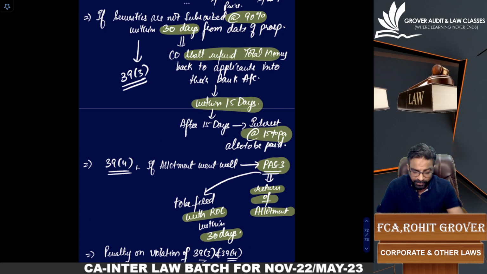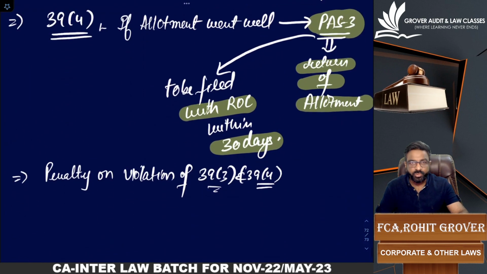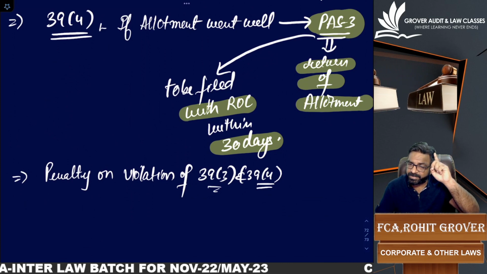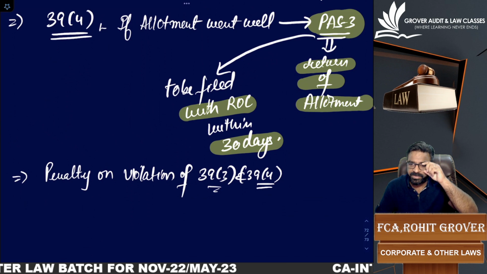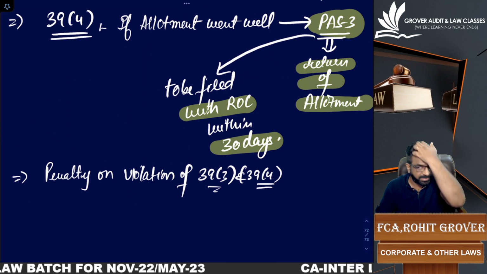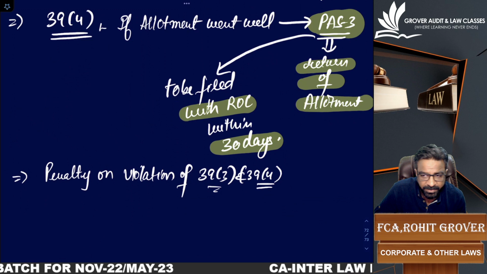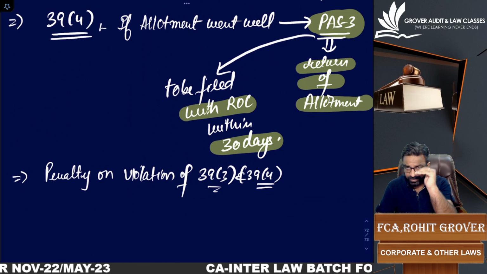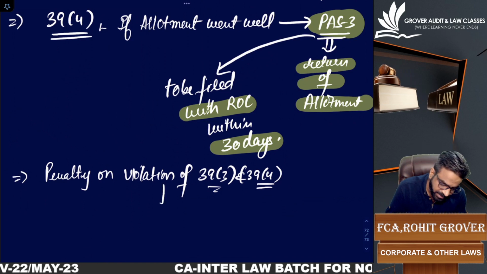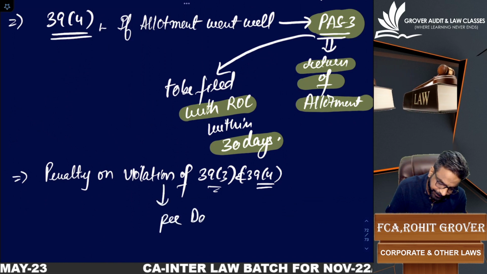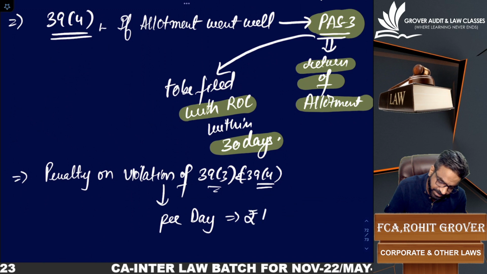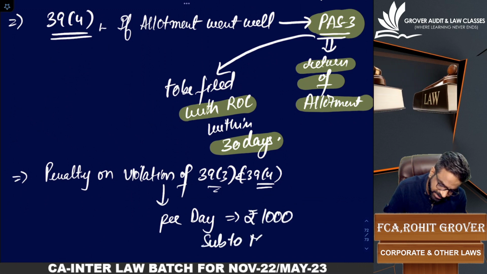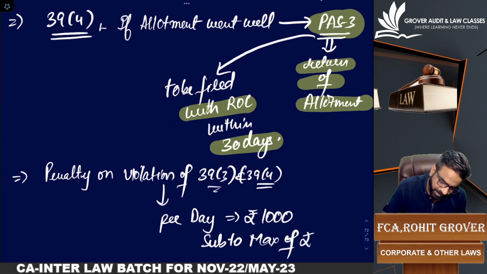So if you violate, meaning you took more than 15 days, the company is already paying an interest penalty at the rate of 15% per annum. Am I correct? But along with that, you have to pay the penalty also. Sir, what is the penalty? If you violate section number 39 subsection 3 and section number 39 subsection 4, that is the above two sections, then in that case, per day ₹1,000, subject to a maximum of ₹1 lakh.